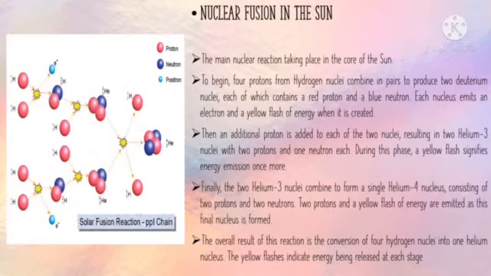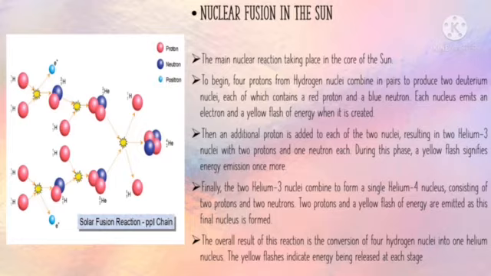Nuclear fusion in the Sun. The main nuclear reaction taking place in the core of the Sun. To begin, 4 protons from the hydrogen nuclei combine in pairs to produce 2 deuterium nuclei, each of which contains a red proton and a blue neutron. Each nucleus emits an electron and a yellow flash of energy when it is created.